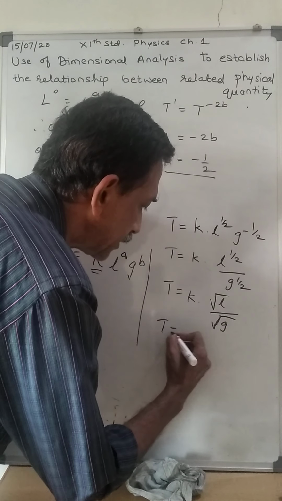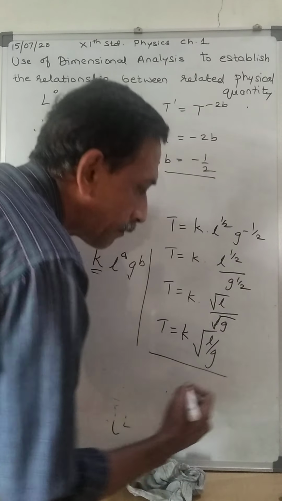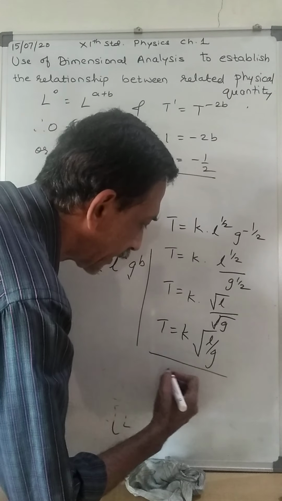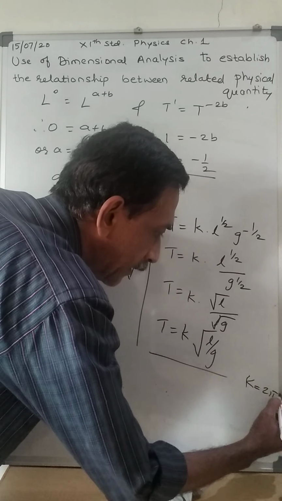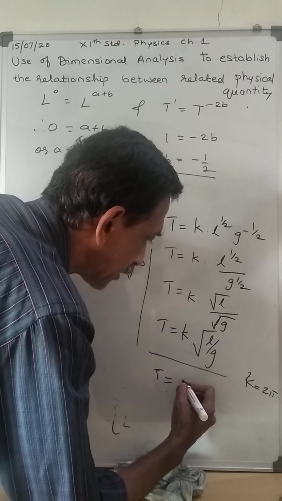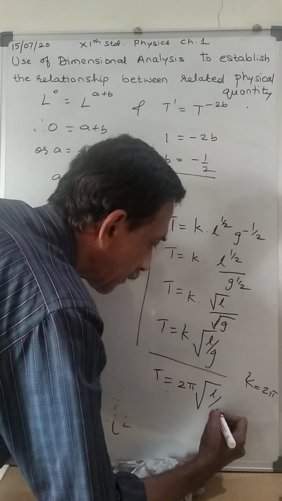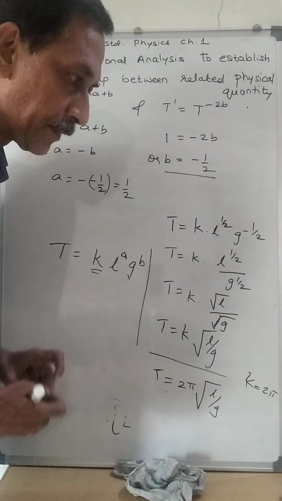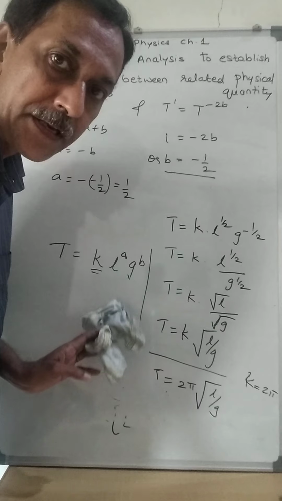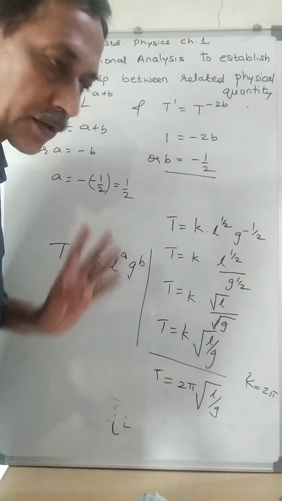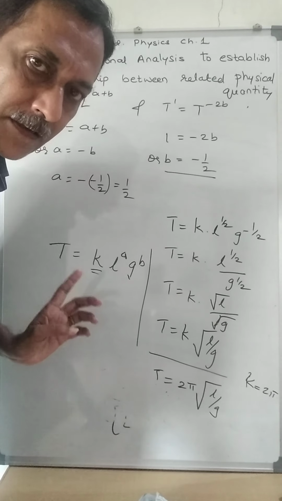So therefore T is equal to K square root of L upon G. Now by experiment they have found out that K's value is 2 pi. K is equal to 2 pi. So ultimately we get T is equal to 2 pi square root of L upon G. This is basically the derivation for the period of oscillation of a simple pendulum. Okay, quite clear, right?